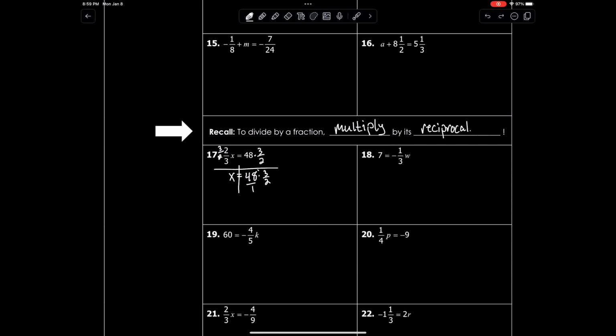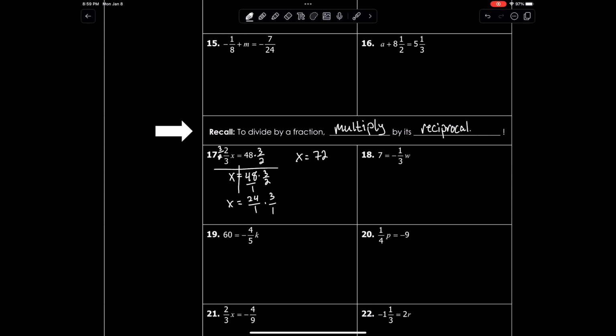I'm going to reduce early diagonally because I know I can divide 48 by 2, and that's going to give me 24. So I have 24 over 1 times 3 over 1. And then I can say, oh, hey, that means x is just, oh, you know what? I don't remember. I have to actually put this in my calculator. I'm recording this a little late at night. There we go, 72. Oh, my goodness.